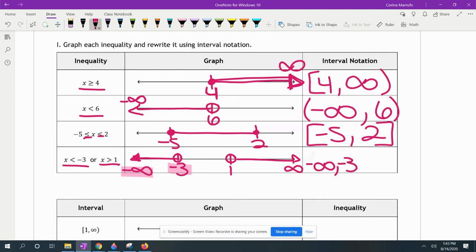Negative infinity will always have a parentheses. And then -3 is an open circle, so we're going to use a parentheses here. Okay. Then we have this little gap here where there's absolutely nothing, and then it starts back up at 1, and then it goes all the way up to positive infinity. And then we do a parentheses on the 1 because it's an open circle, and a parentheses on the infinity. And then in between these intervals, we're going to put a little U here that unifies both intervals. Okay?